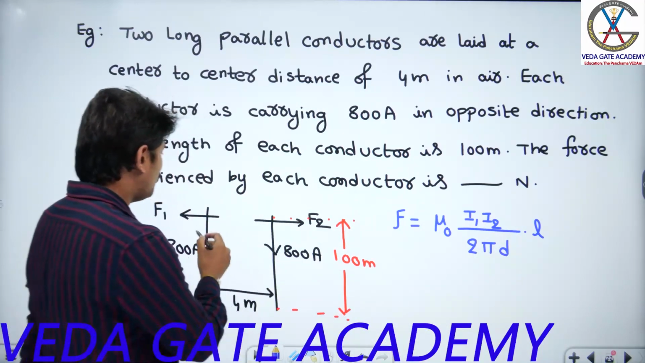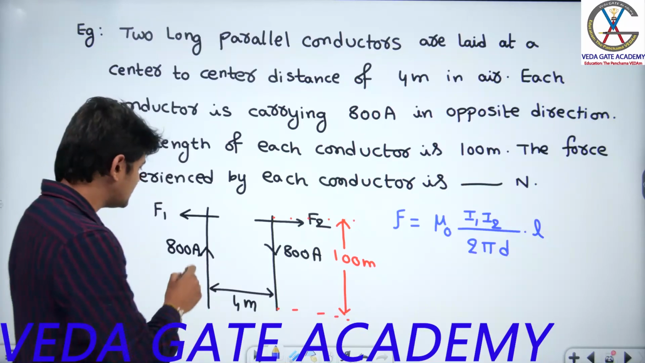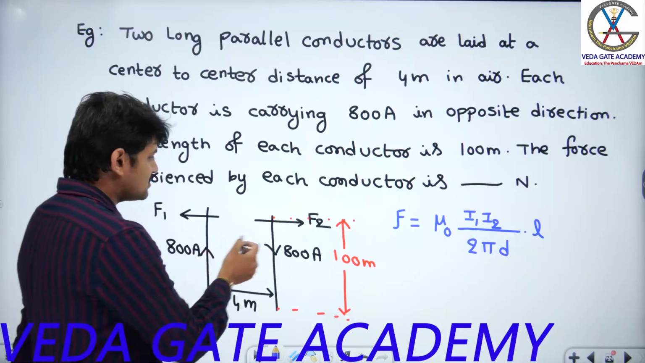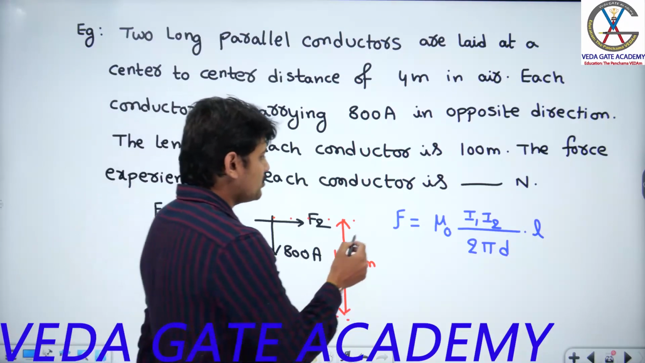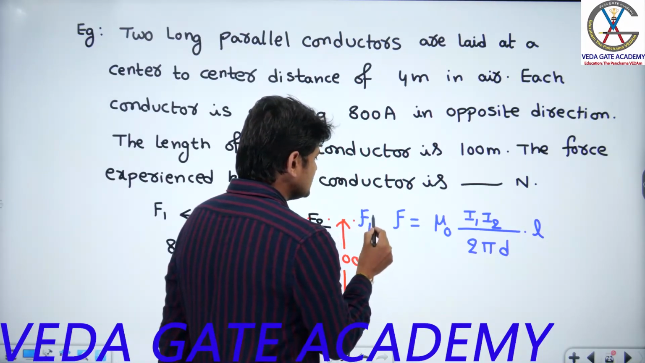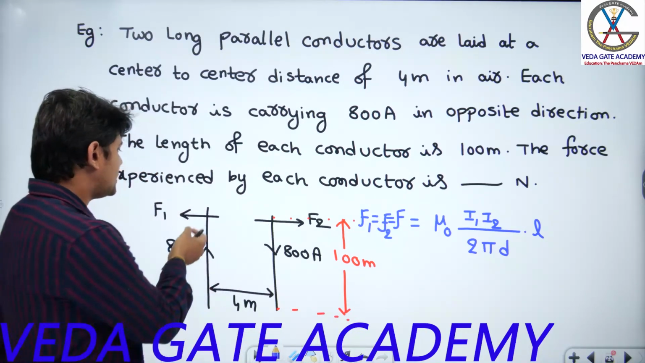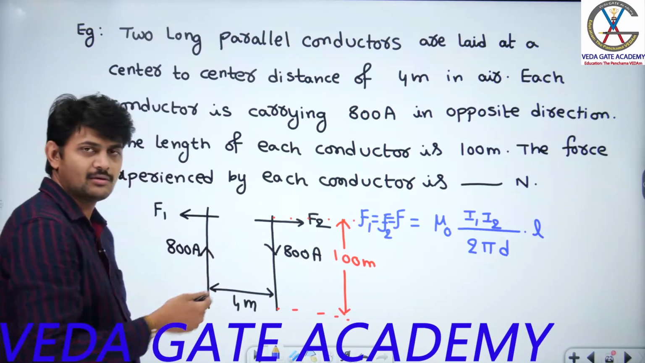That means the amount of force acting on these two conductors is the same, because both the conductors are carrying the same current. I1 is equal to I2, L1 is equal to L2. So obviously the same amount of force. That means I can say F1 is equal to F2, which is equal to F. Now if you calculate only the force acting on either this conductor or this conductor, both are the same.